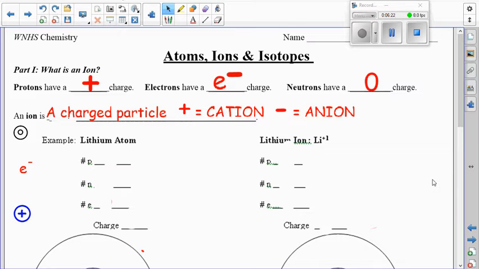All right, so of these three, protons, electrons, and neutrons, when we're talking about charges and that kind of thing, which one of these do not affect that at all? Neutrons, right? When we're talking about charges, we don't really care about the neutrons. 5 neutrons, 100 neutrons, it doesn't affect the charge at all. So neutrons really don't have any impact on ions.